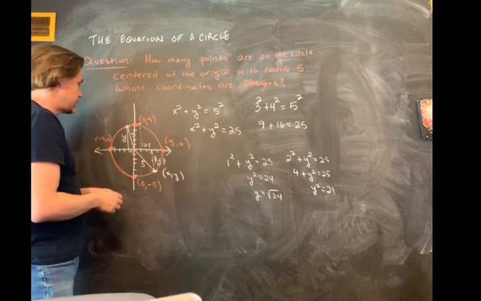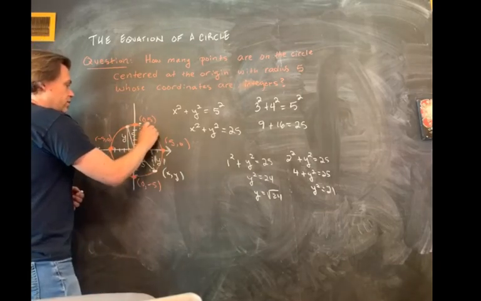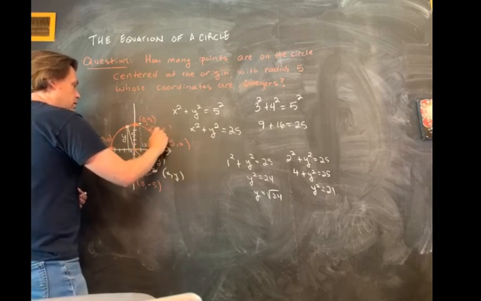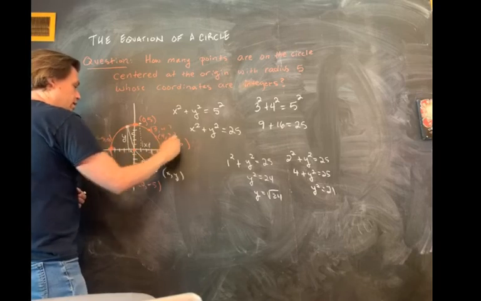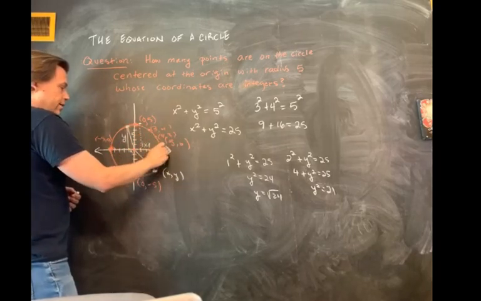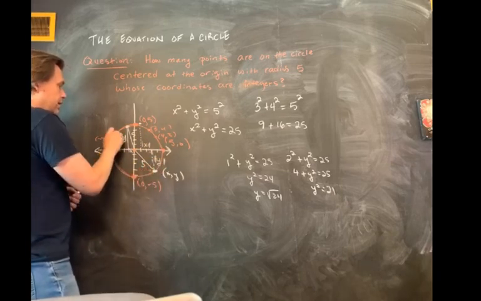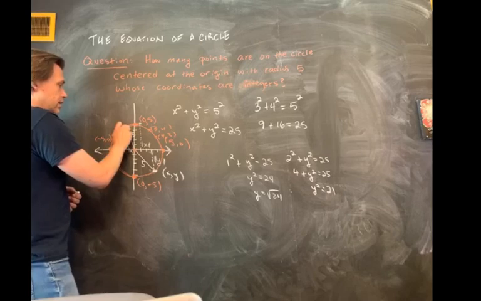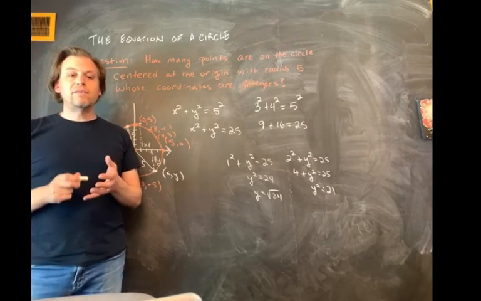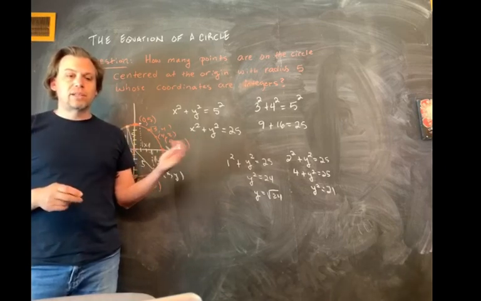So in the end, what are all of the integer values? We've got 3, 4, 3. So we've got 1, 2, 3, 4 here, 5, 6, 7, 8, 9, 10, 11, 12, and that's it. There are 12 points on that circle that are integers. There are infinitely many points that are not. So that's the answer to that question.